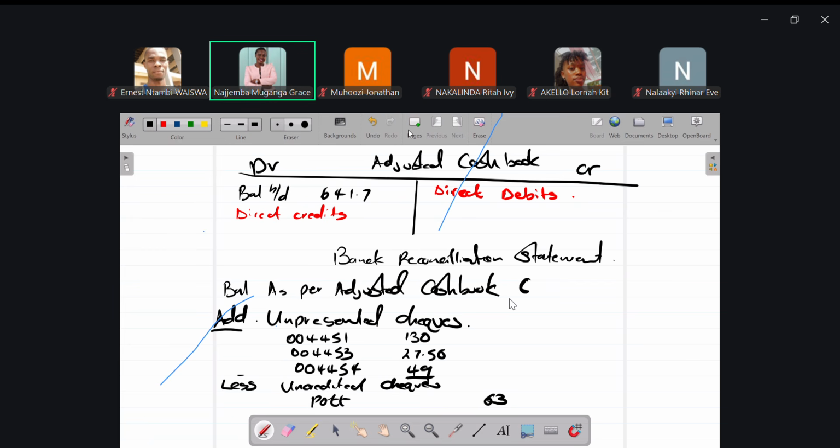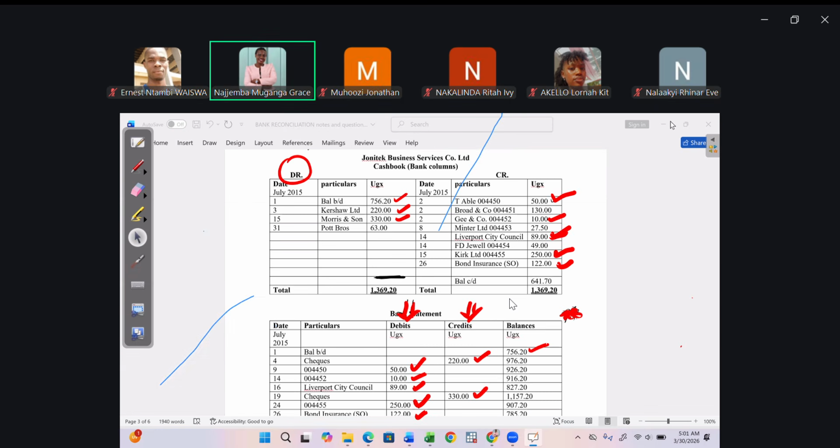So what do you have? Madam, are we supposed to also include this 641.7 here and add it with these unpresented checks? Then subtract. Yeah, if we don't have any adjustment for that, then we're supposed to do that.